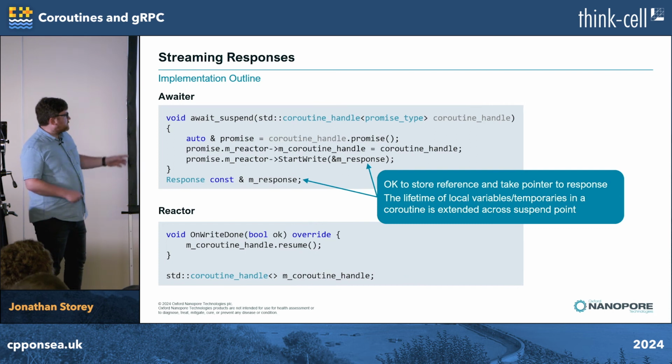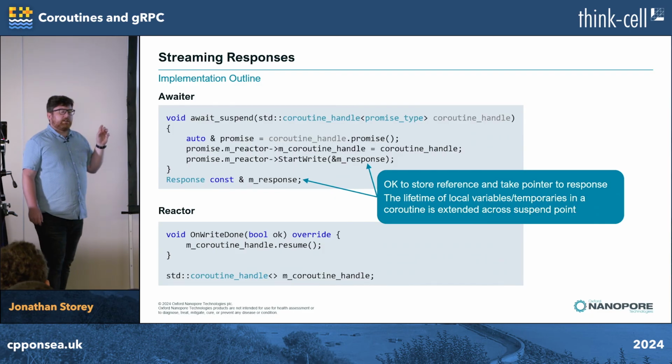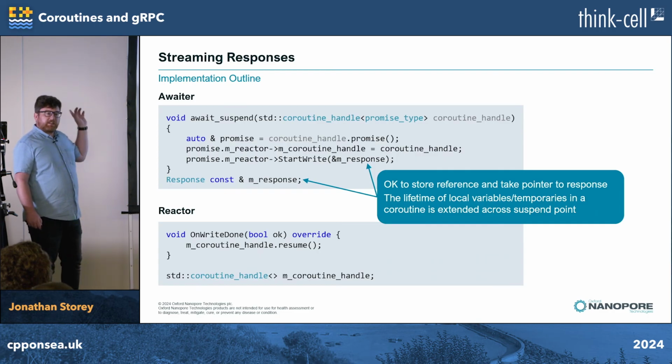One thing to notice is that we're storing a reference here and passing a pointer here. Looks weird, you might think there might be lifetime problems, but actually remember that the response is a temporary variable inside the coroutine body, and we said the variable is kept alive across the suspend point. So we're fine with our reference and our pointer here. And that makes it much easier to write than the reactor code you saw earlier where we had to make it a member of the class.